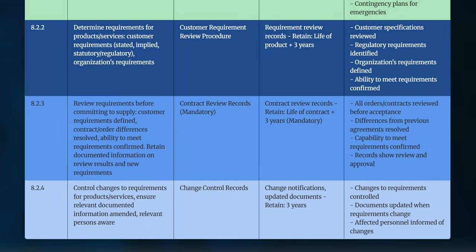And then in Clause 8.2.2, it requires you to determine requirements for products or services, including customer requirements, both stated and implied, statutory and regulatory requirements, and organization requirements. The document you need here is a customer requirement review procedure. And with it, you need requirement review records and retain them for the life of the products plus 3 years. Examples of those requirements that you can present as evidence for the audit include customer specifications being reviewed, regulatory requirements being identified, organization requirements being defined, and ability to meet requirements being confirmed.